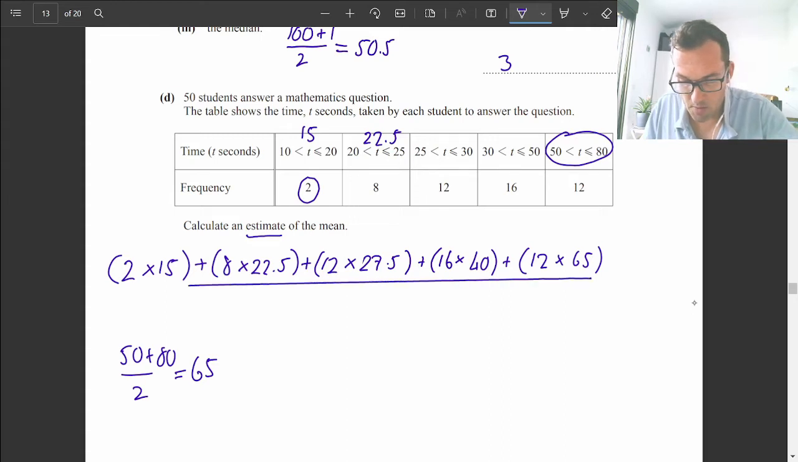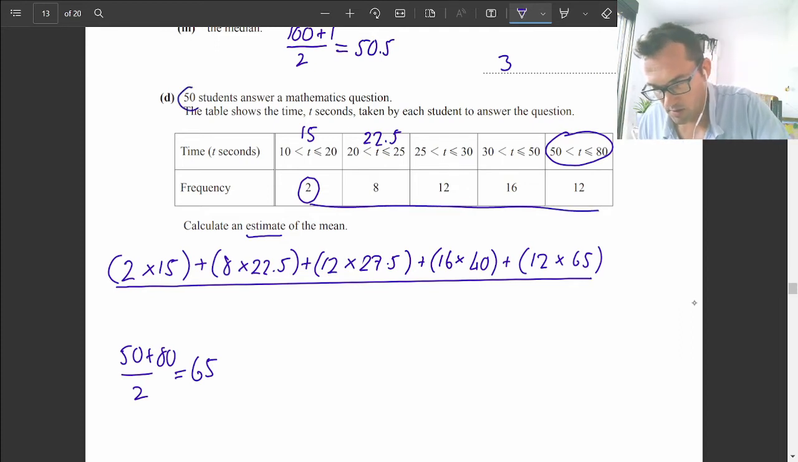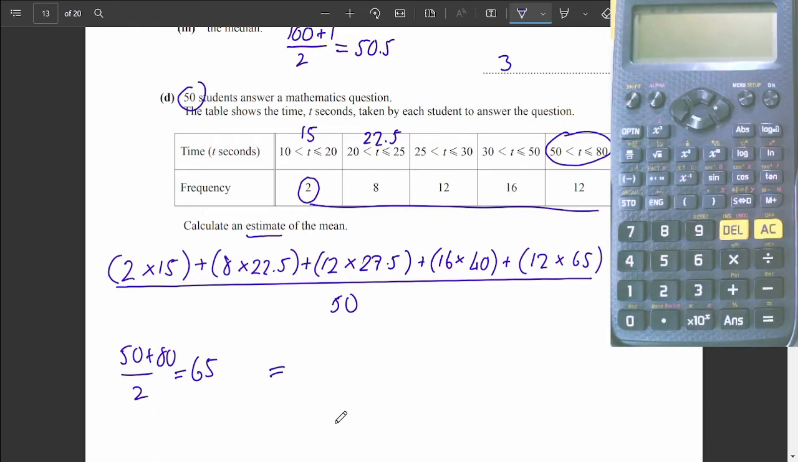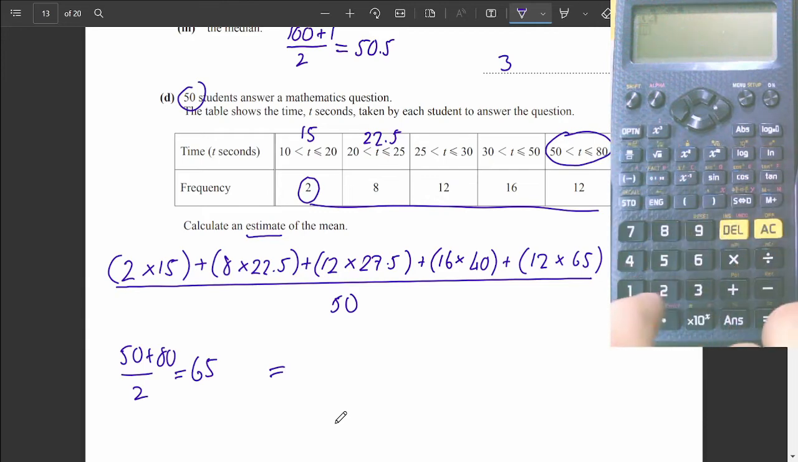Then we divide it by how many there is. Okay, we can add up all the frequencies or just read the question. It tells us there's 50 students. And then we hammer it into the calculator. Let's get the calculator and we put it in there. Fraction. Take your time because there's a lot of mistakes that can be made.